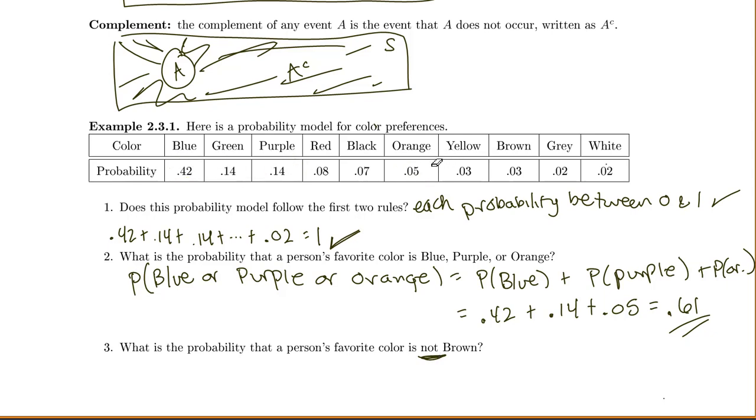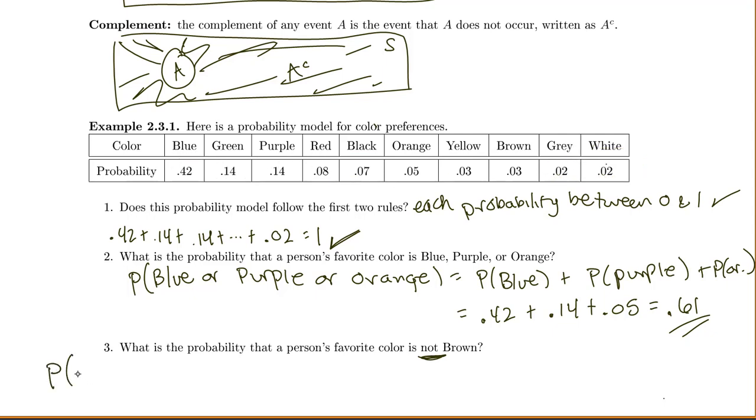So there's two ways you can do this. You could go through and add up every single one that's not brown. So all the ones that are not brown would be these and these. So if I add all of those up, I'm going to get 0.97. But that looks like a lot of work. So let's see if we can find an easier way to do this.